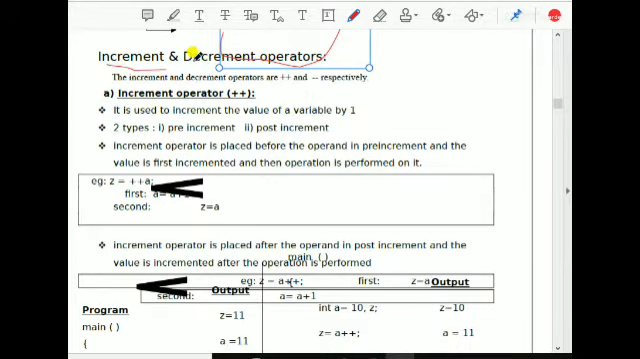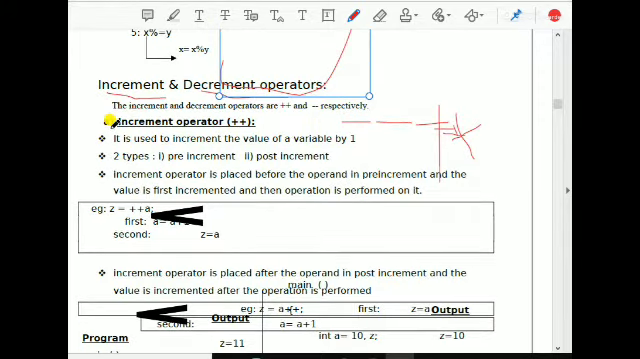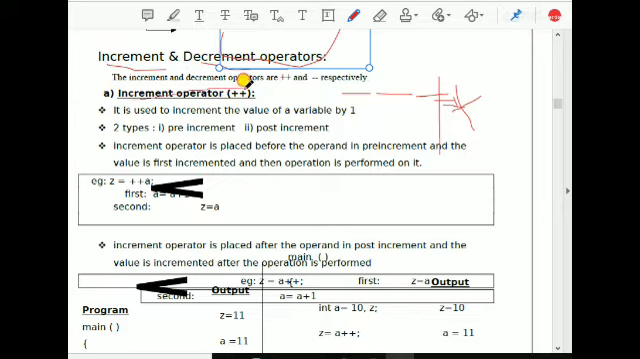Then we have the increment and decrement operators. Increment, you know, plus plus means increment, and decrement means two minus, so it means decrement. Increment means, see here, 2 plus are given. It is used to increment the value. Yeah, I have already said it will increment the value by 1.